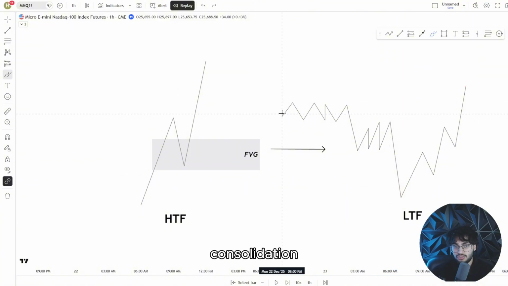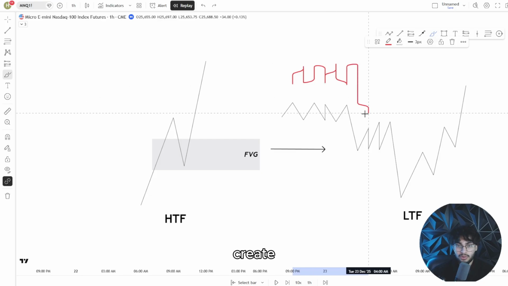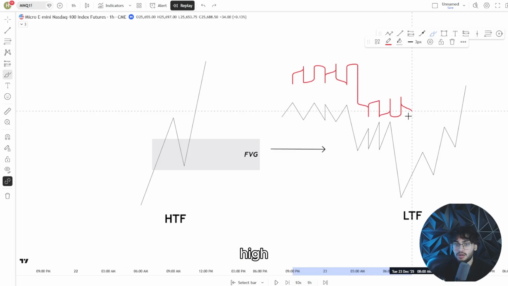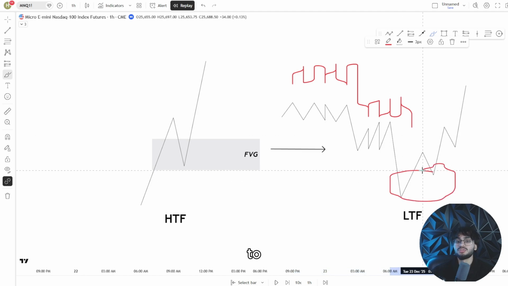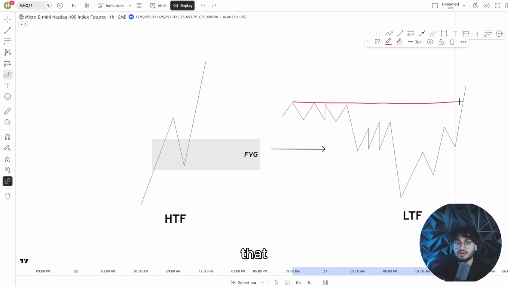And all a consolidation is, is when price just goes from high to low to high to low to high to low, and we create a lower high and then a high to low to high to low, high to low, right? Before tapping into that fair value gap that we want price to reverse from towards that swing high that's been created already after that accumulation phase.